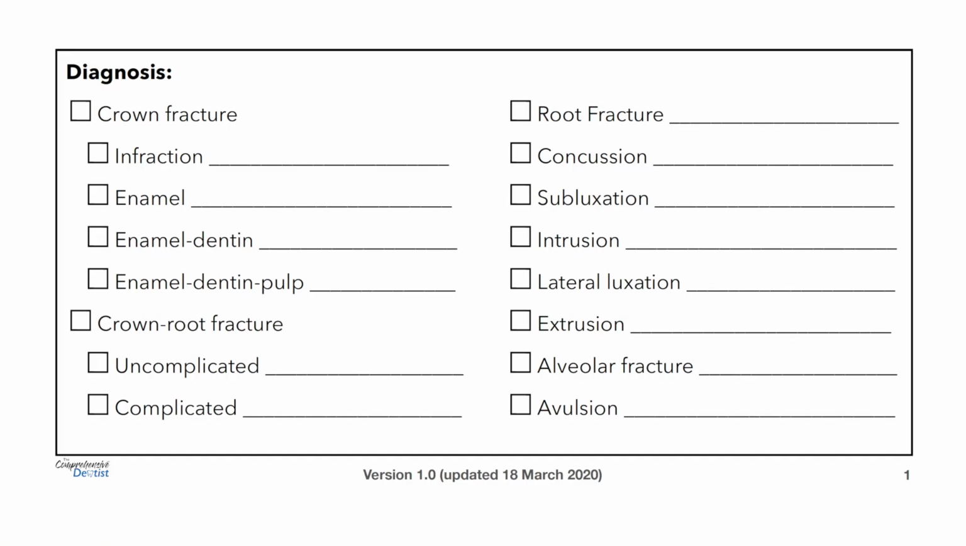At the bottom of the worksheet, you will find all the most common dental trauma diagnoses. Check the diagnosis and list the tooth or teeth involved on the blank lines. If you're unsure of the diagnosis based on this list, that would be a time to reference the dental trauma guide to help you finalize your diagnosis. We will go into the various types of dental trauma in later videos, but all the information you need is in the dental trauma guide.